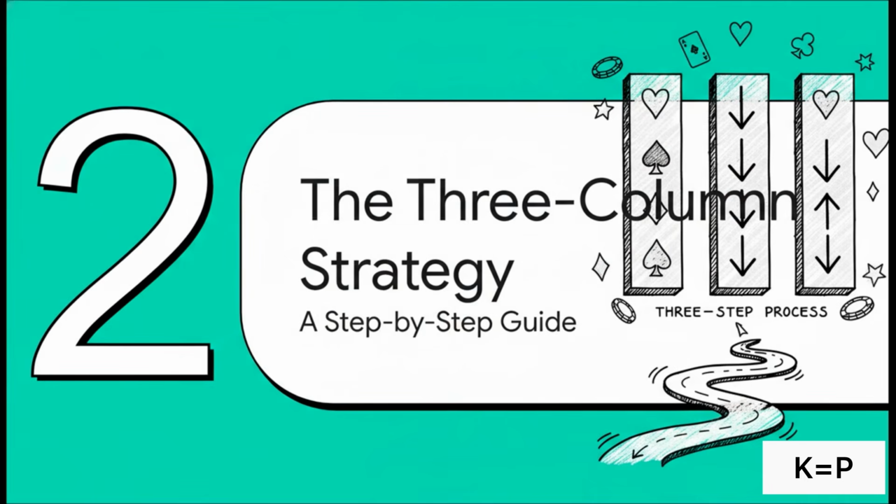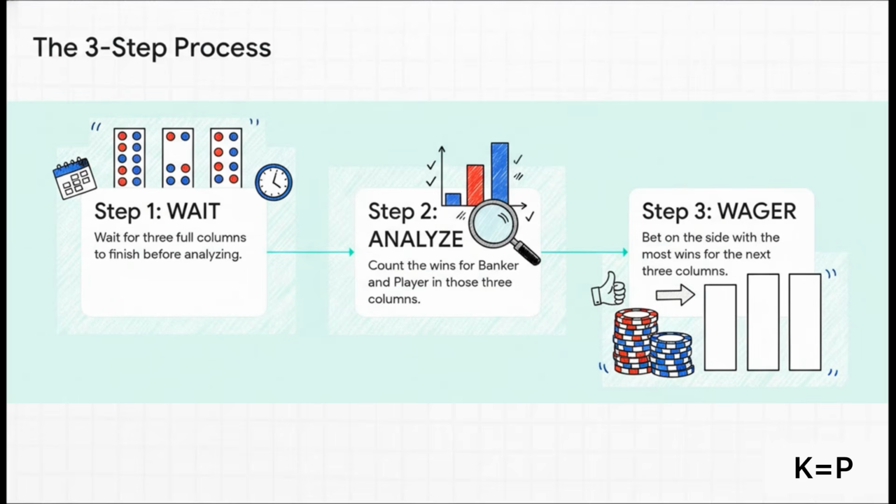All right, so now that we know how to read the big road, we can finally apply the strategy itself. And the good news is it's a pretty simple, repeating three-step process. Here it is. Step 1, you wait. You've got to be patient and let 3 full columns play out on the scorecard.